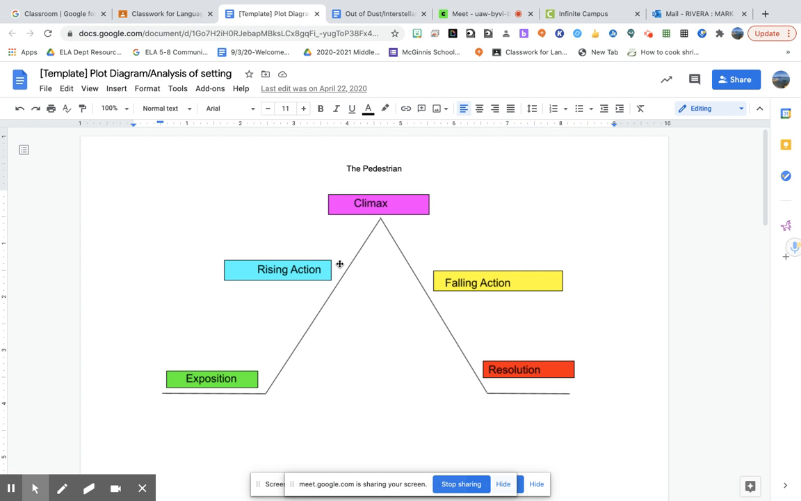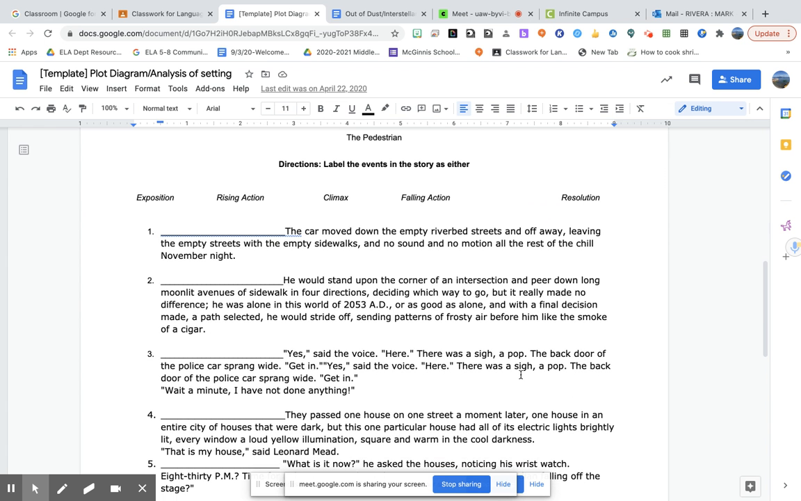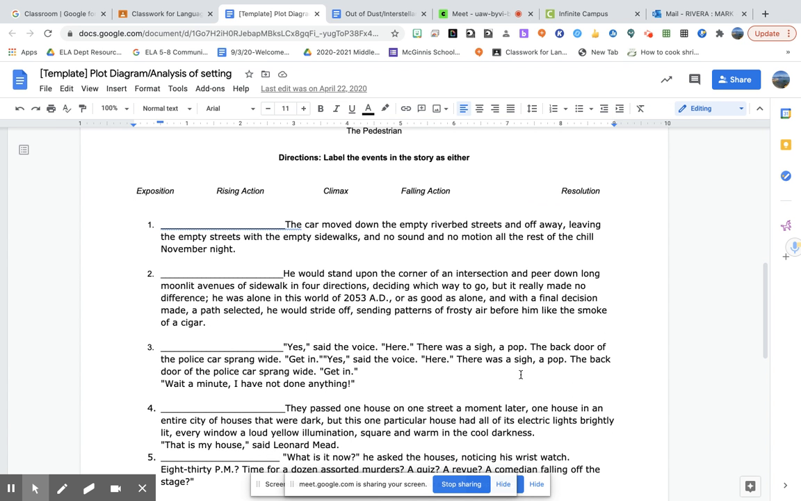Right after it, which is generally the longest part of the story, is the rising action, which is basically all of the events that lead up to the climax, which is the exciting part of the story, when the most exciting thing happens. It's followed by the falling action, which is events that happen immediately after the climax, and then the resolution, where the character learns something about themselves or something happens.